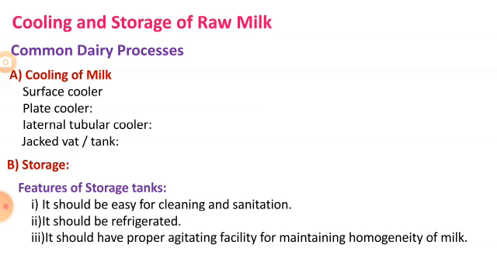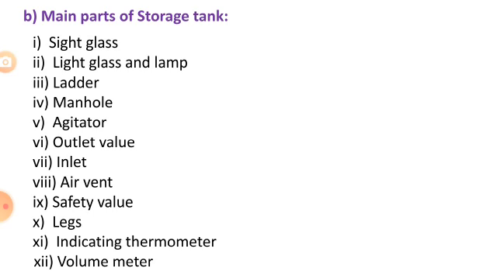So these are the features of a storage tank. Our next point is the main parts of storage tanks. First is the side glass, which is used for watching. Next is the light glass and lamp, which provides light. Then a ladder, which is important in a storage tank. Then the manhole, also with glass, is there in the storage tank.